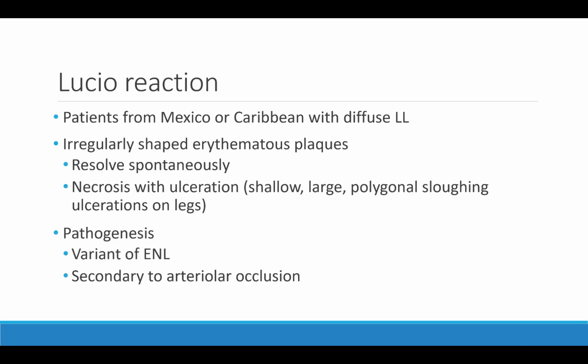Lucio reaction often occurs in patients from Mexico or Caribbean with diffuse LL. They have irregularly shaped erythematous plaques which resolve spontaneously and have necrosis with ulceration, appearing as shallow, large, polygonal sloughing ulcerations on the legs. This is a variant of ENL secondary to arteriolar occlusion.